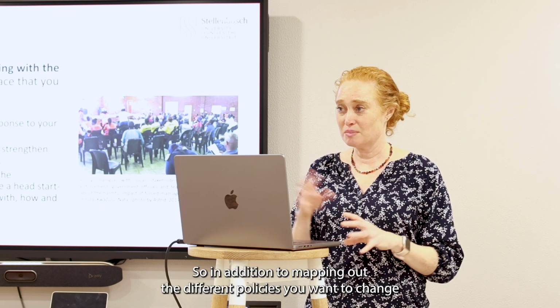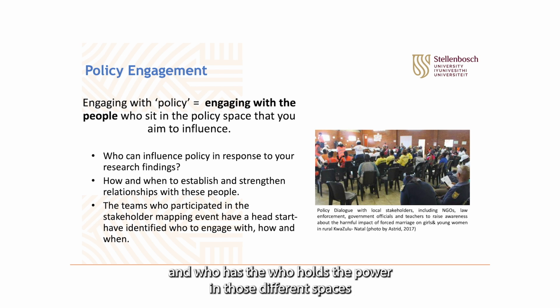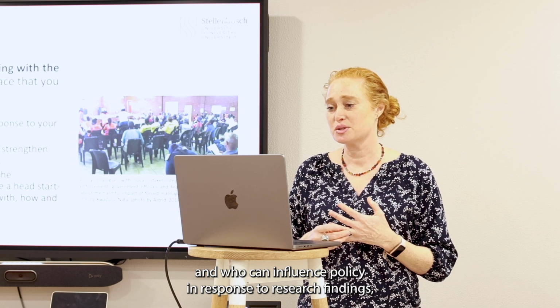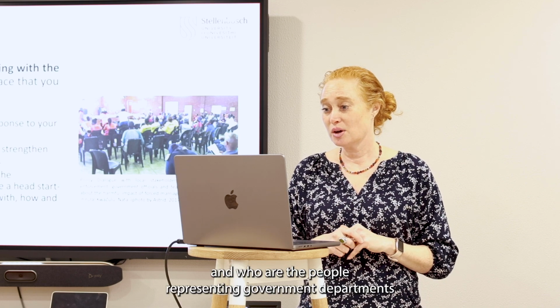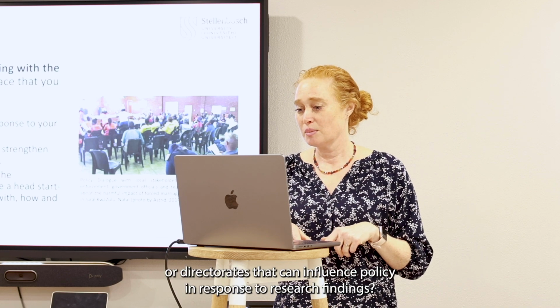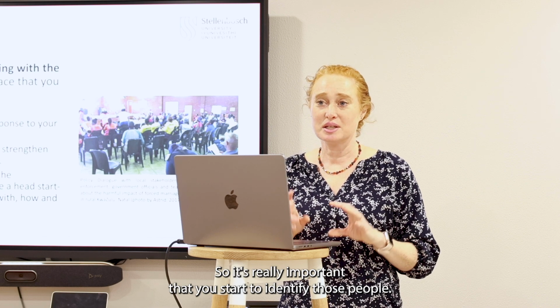So in addition to mapping out the different policies you want to change and working out where those policies sit, you need to say, well, who has powers and who holds the power in those different spaces? And who can influence policy in response to research findings? And who are the people representing government departments or directorates that can influence policy in response to research findings? So it's really important that you start to identify those people.